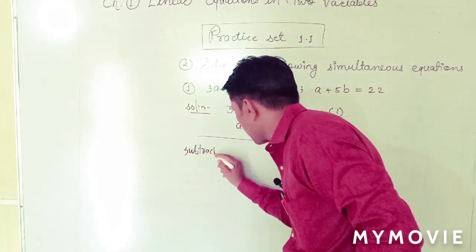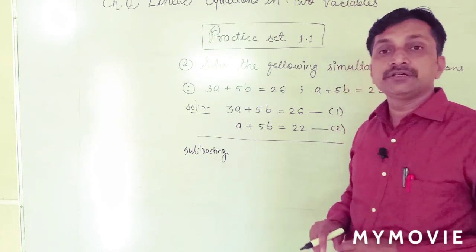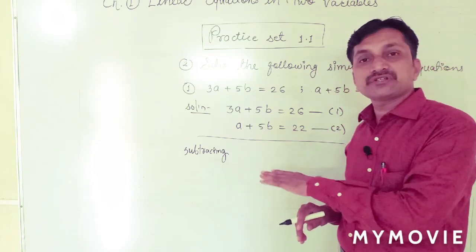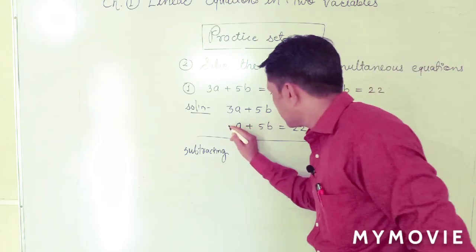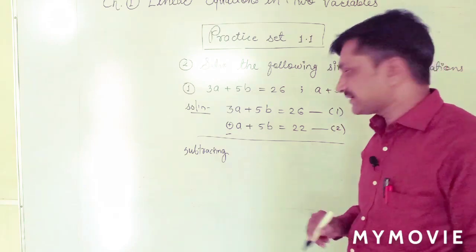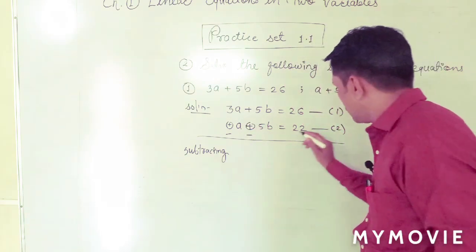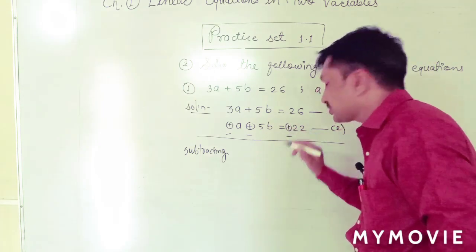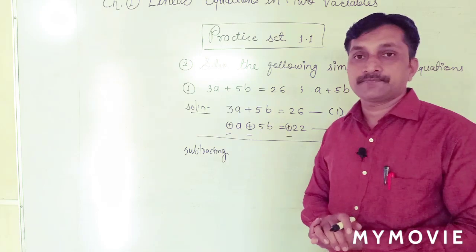Subtracting. And when we subtract, automatically signs of second equation will change. Second equation, not of first, second equation. Now here original sign is plus, sign will change. It becomes minus. Original sign plus, new sign minus. Always change the signs of second equation.